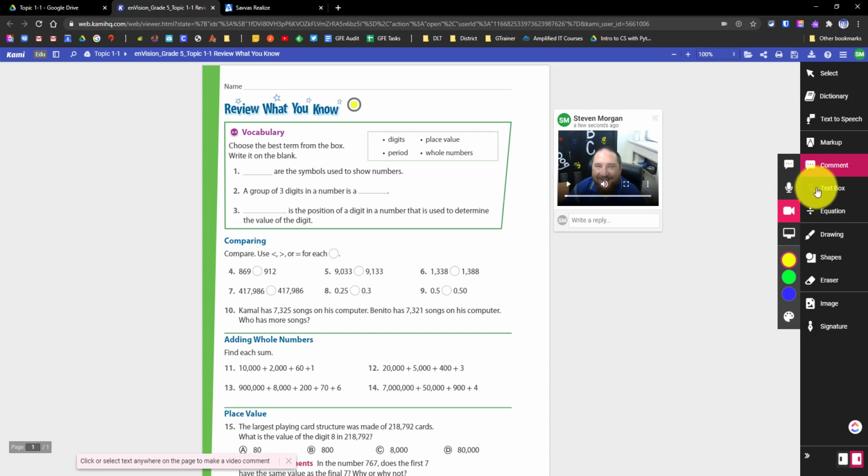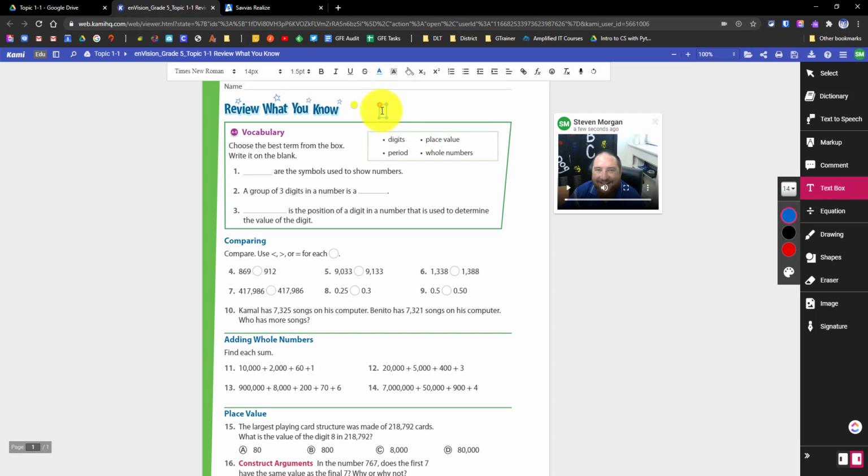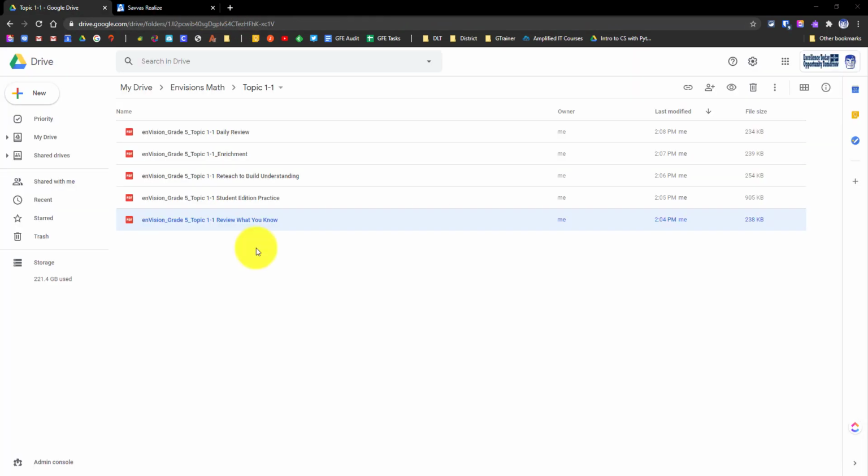So I'm going to come over to the right-hand side and click text box. I'm going to make it a nice blue color, and right here at the top, I'm going to type the instructions. Now that the instructions are set up, this document is ready to be sent to my students. Now, I'm not going to show you in this video how to do that. That'll be for a future time, but we're ready to send this document, so I'm going to go ahead and close it up. Now I'm ready to create the second assignment for the day.